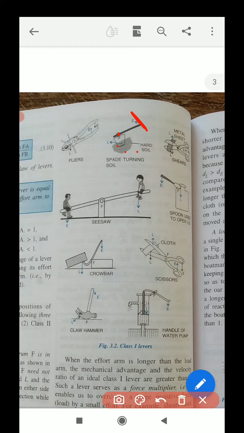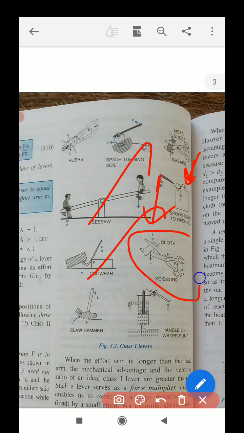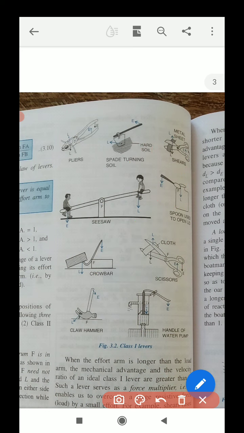class lever. Fulcrum in the middle: you can see a spoon used to open a lid. Here is the fulcrum, the joint where the portion is attached to the main thing. Here is the load; the cork or lid is the load, and here is the effort we are providing. Seesaw, crowbar, as I told you, scissors, and the handle of a water pump, you can see. Just remember the position of the fulcrum. Middle, the joint means middle fulcrum, load this side, effort this side, that means first class lever.